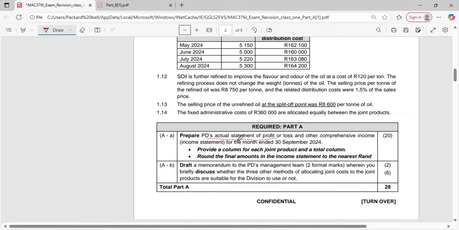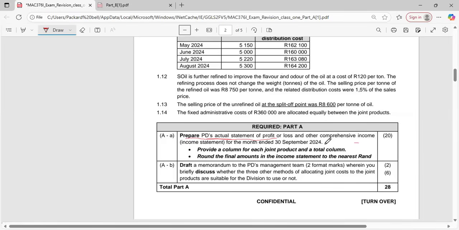Because if they say actual, it means all the information that we are going to look for is actual information. Because in a question paper, they will give you budgeted information and actual information. So here we should be careful of the wording of the question. Because sometimes you end up using the actual information, whereas the question requires you to use the budgeted information, right? So our first question requires us to prepare the actual statement of profit or loss.